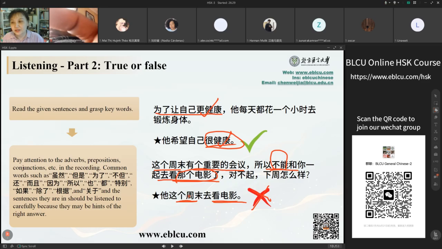Okay, so then also very important, you just grasp the keywords in the sentence, and while you're listening, you can catch up the keywords in the recording, and then you can make your answer now.